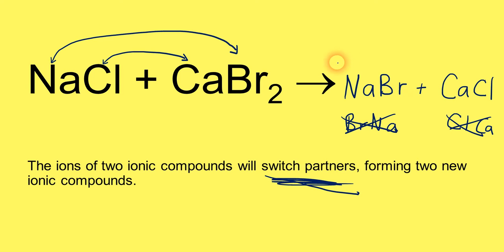That's because we have to look at the charges to see what the new subscripts are going to be. So we know that sodium is a positive 1 and bromide is a negative 1, so there's no swapping there. It's just NaBr. The same thing over here with the calcium and the chloride. Calcium is a positive 2 and chloride is a minus 1, so guess what? We're going to have to swap those. So CaCl2. And so those are the products.